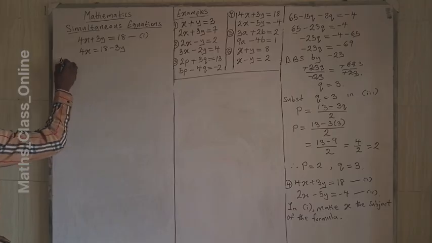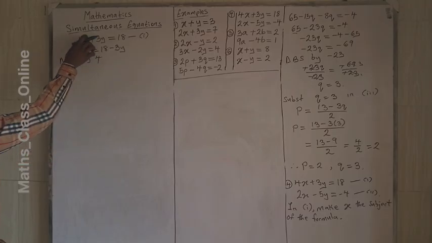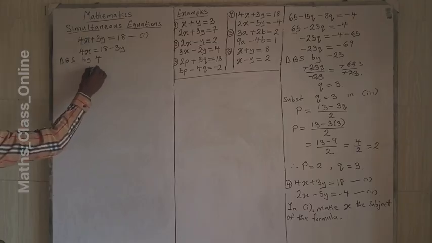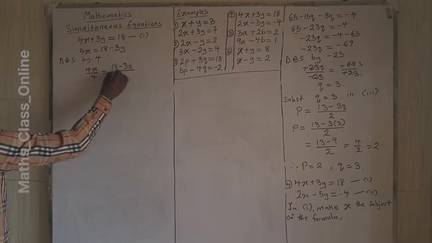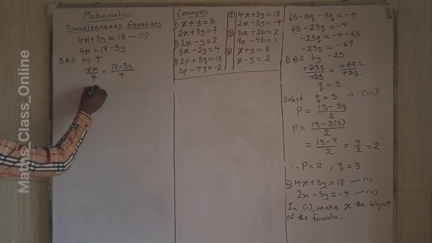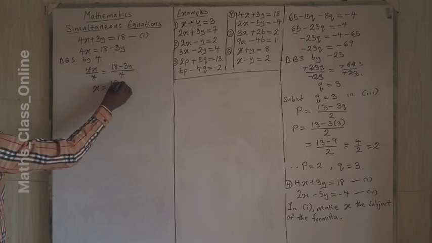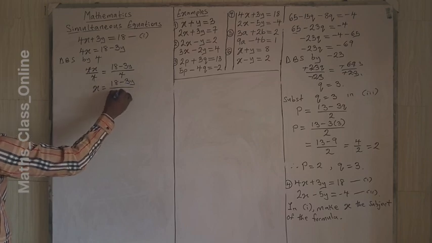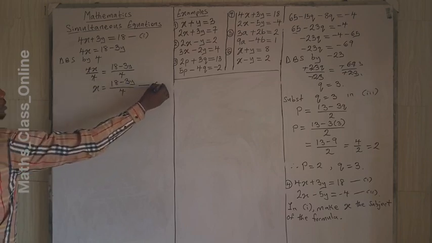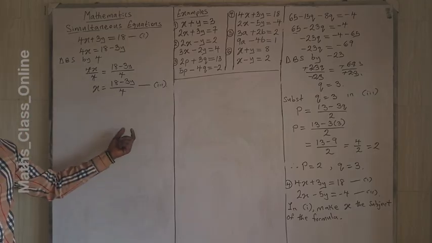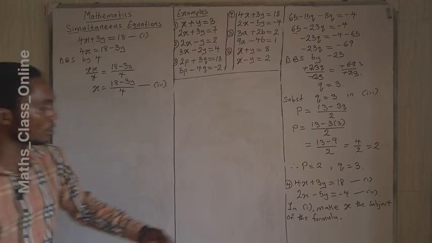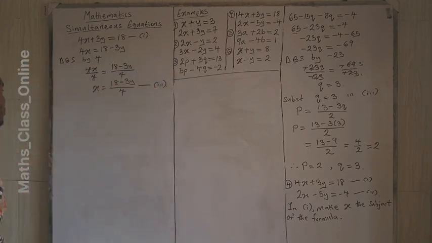Divide both sides by what? The coefficient of x. And the coefficient of x here is what? 4. We call this equation 3. Next is to substitute x is equal to (18 minus 3y) over 4 into the other equation. And the other equation is what? Equation 2.